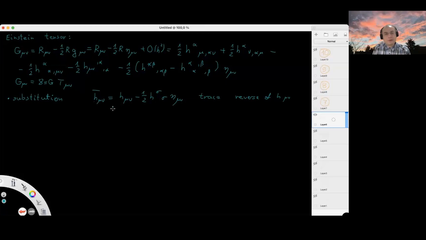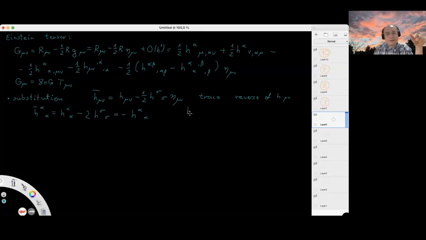Why is it known this way? Well, if you calculate the trace h bar alpha alpha, this is just h alpha alpha minus, the trace of the metric is 4, times minus 1/2, this is minus 2 h sigma sigma, which is minus the trace of h. So any symmetric tensor can be written down as a traceless contribution plus the trace. And here h bar has the same traceless part as h, but it has a different trace, namely the trace is minus the trace of h. You can then apply this trace reverse to h bar and go back to h.